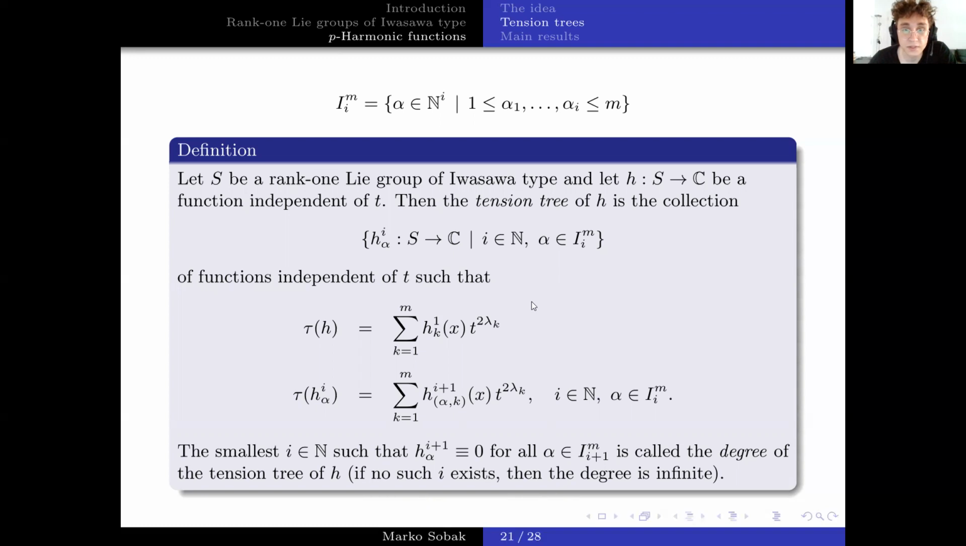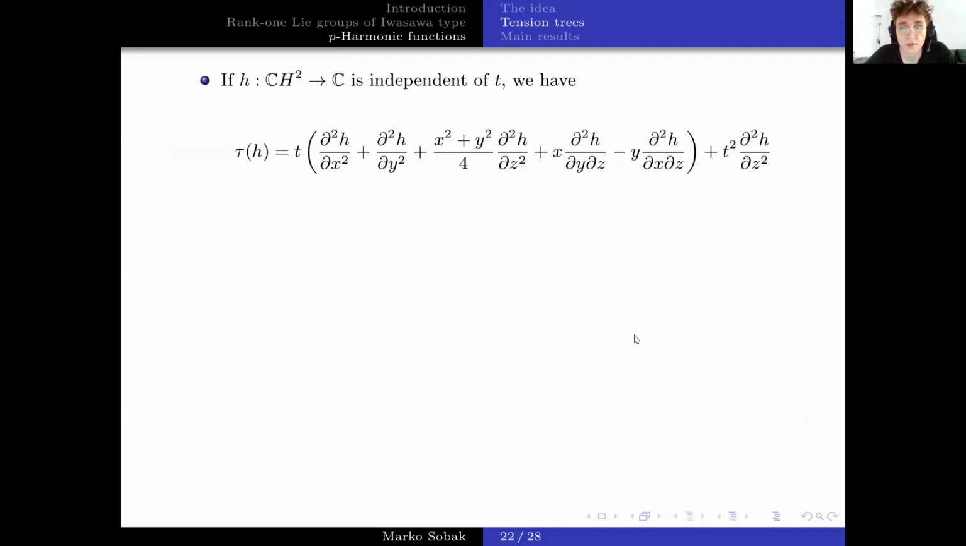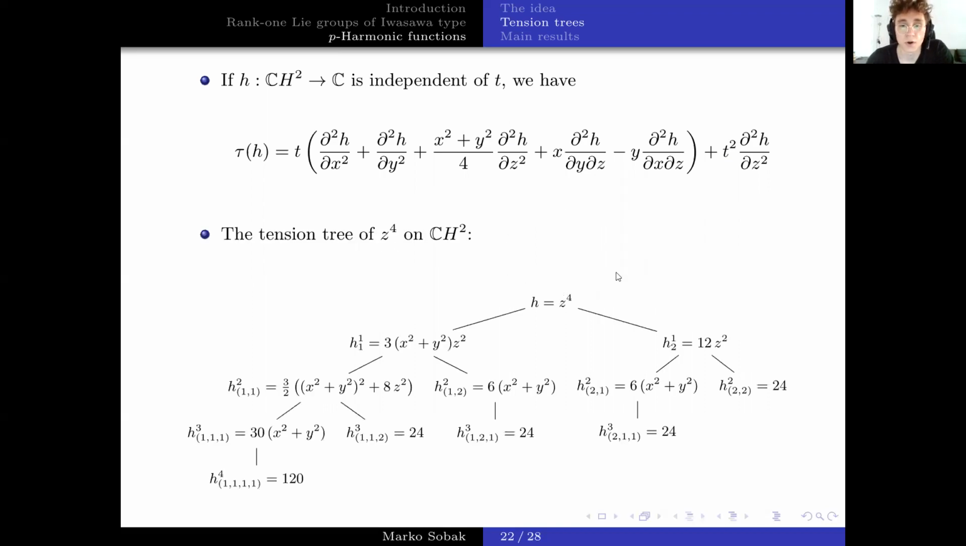But as I promised, it's best to look at an example to understand this. So if we go back to our complex hyperbolic plane, which was our non-trivial prototypical example, here I wrote down the Laplace-Beltrami operator of a general function which is independent of t again. I rearranged the terms a little bit, so it might not look the same as it looked on the slide before, but I arranged it here so it's easier to follow what's going on with tangent trees. Now for example, let's take the function h equal to z to the power of 4. This is a function that's independent of t, so we should be able to generate its tangent tree according to the previous definition.